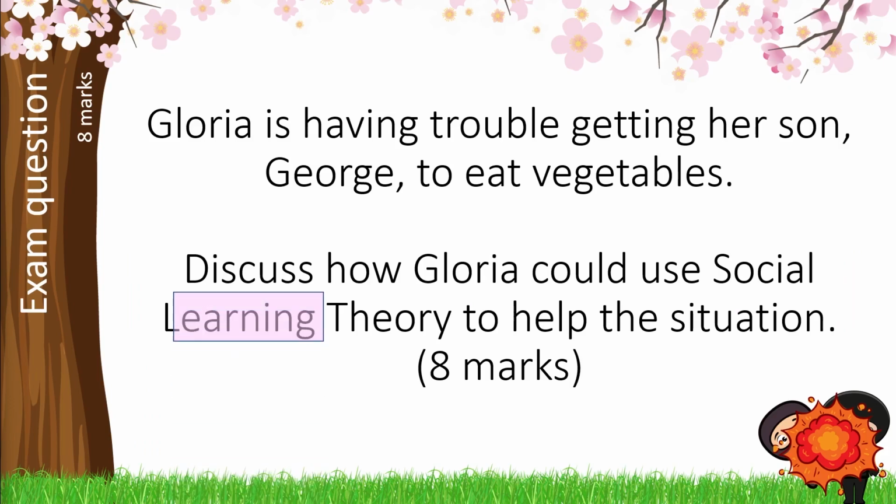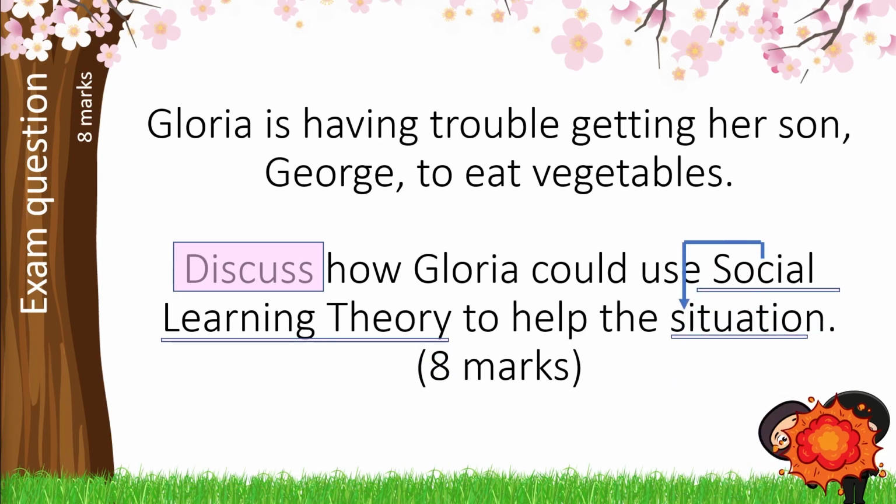Let's have a look at another exam question. Here we've got an 8-marker and we've seen this stem in other videos. We've got discuss, and with a discuss question we are explaining and applying. There is no need to evaluate here nor necessarily present any research. We want to be using social learning theory for this situation. So we've got to say how the concepts of social learning theory would help Gloria get George to eat more vegetables.